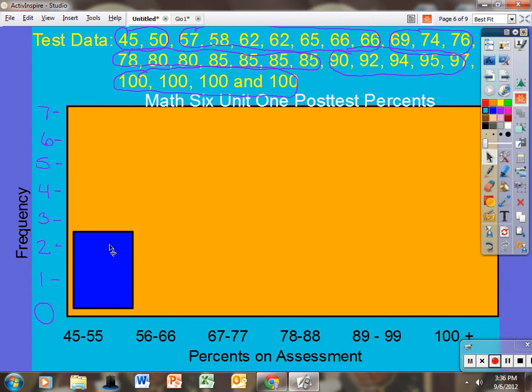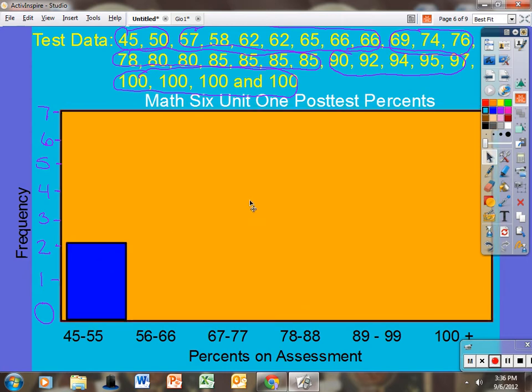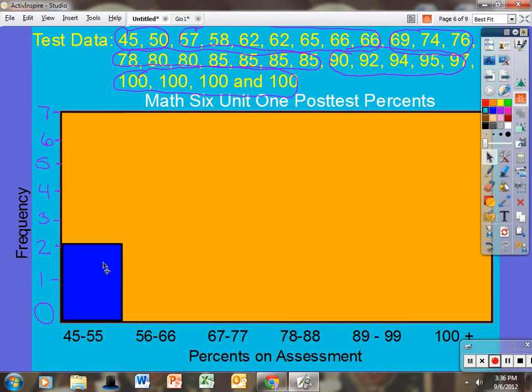There we go. Stuff's moving on me. Let's try floating that down. There we go. Alright, so that's a bin of, so there's 2 numbers that fall between the range of 45 and 55. Let's make another. I'm just going to duplicate this.